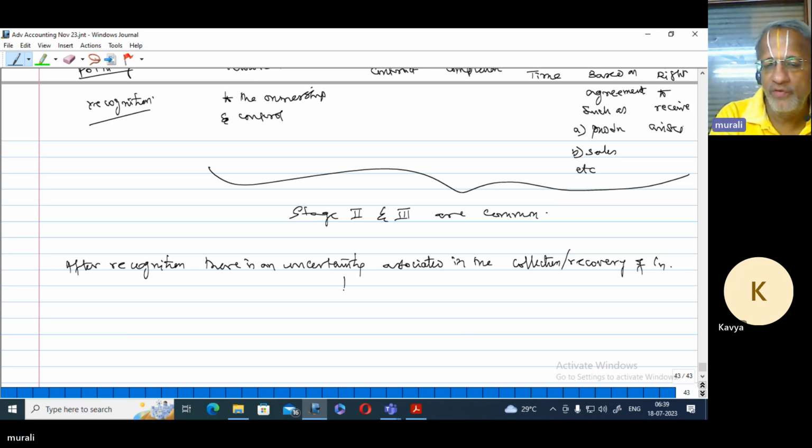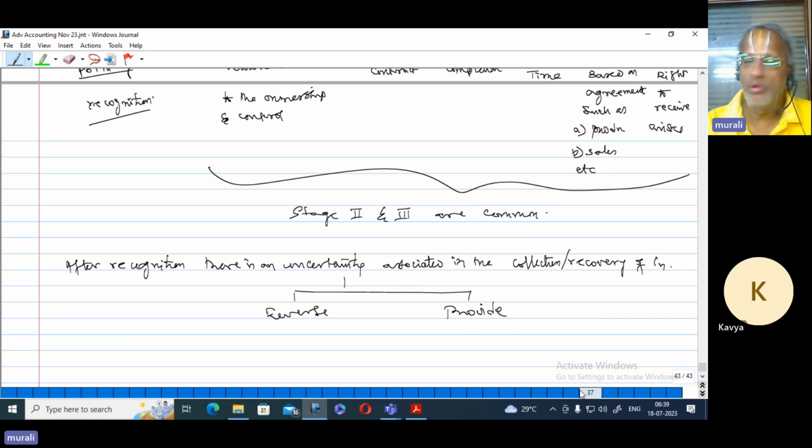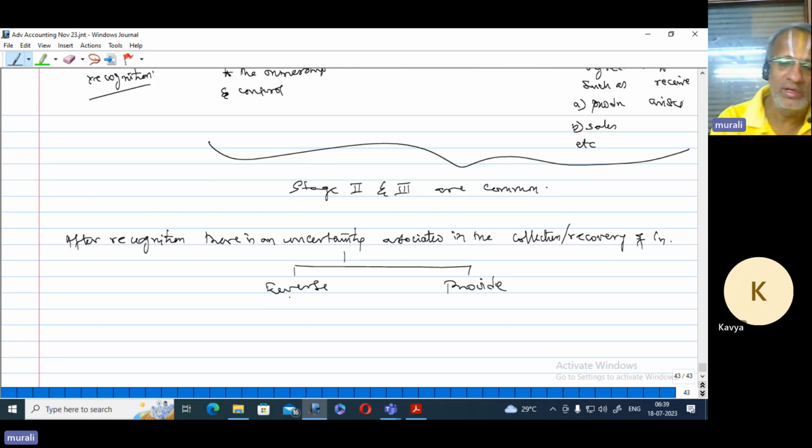If you have uncertainty associated in this, there are two possibilities that you have. One is you can reverse. The other one is that you provide. So please understand one important thing. This is not to be tried at all. That means revenue recognized is recognized. So reversing is not an option at all.